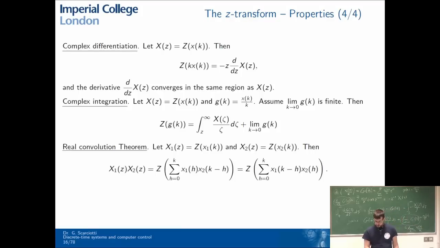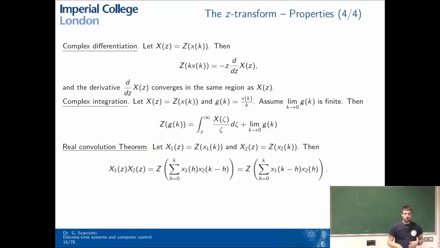Okay, the last property that we look at is the real convolution theorem. The real convolution theorem is a very useful property because it's as useful as the convolution theorem in the Laplace domain. If you remember again, the solution of a linear system in continuous time is made of two terms: an exponential that depends on the initial condition, and then an integral of the exponential that multiplies the input function u. That integral is a convolution integral and is quite difficult to compute.